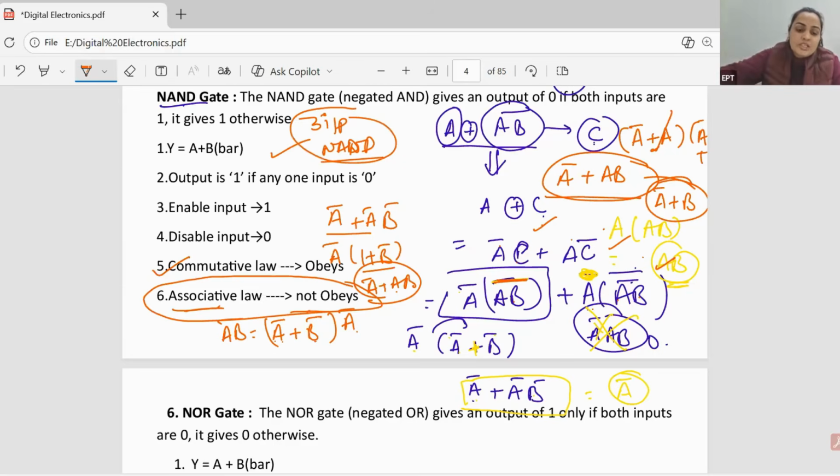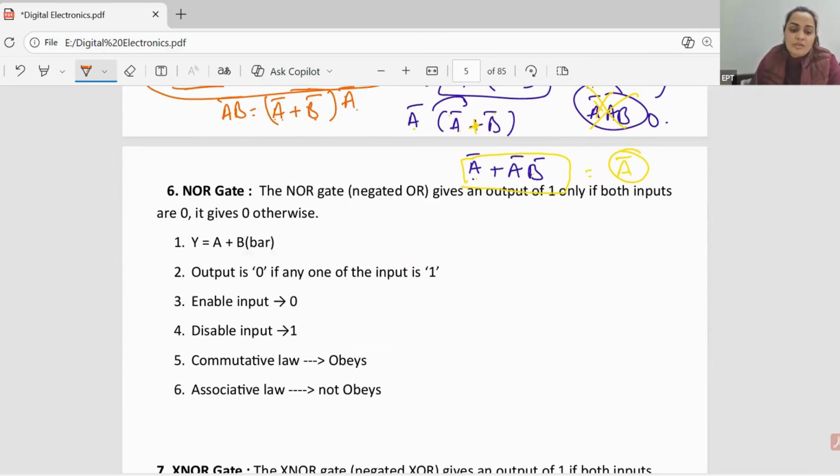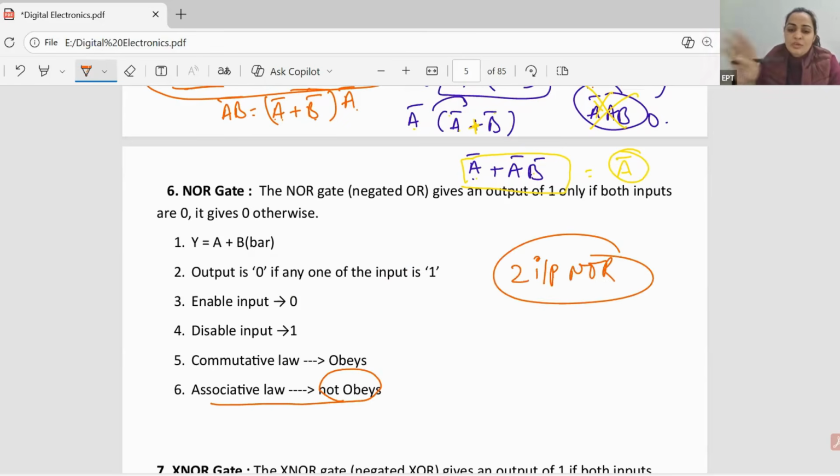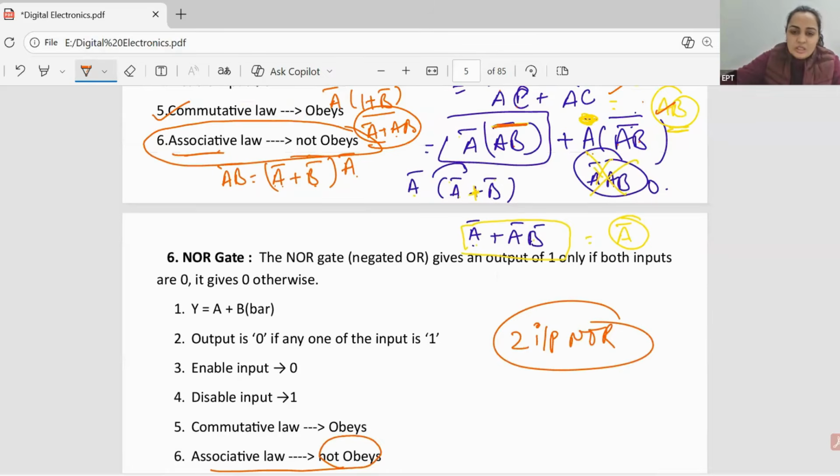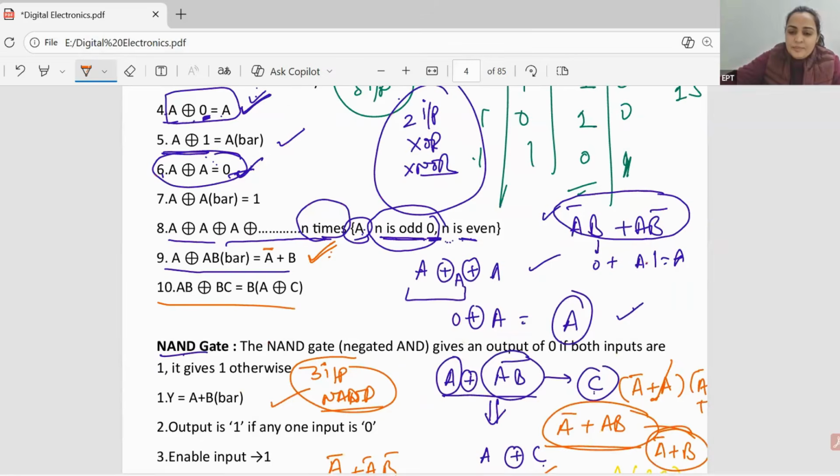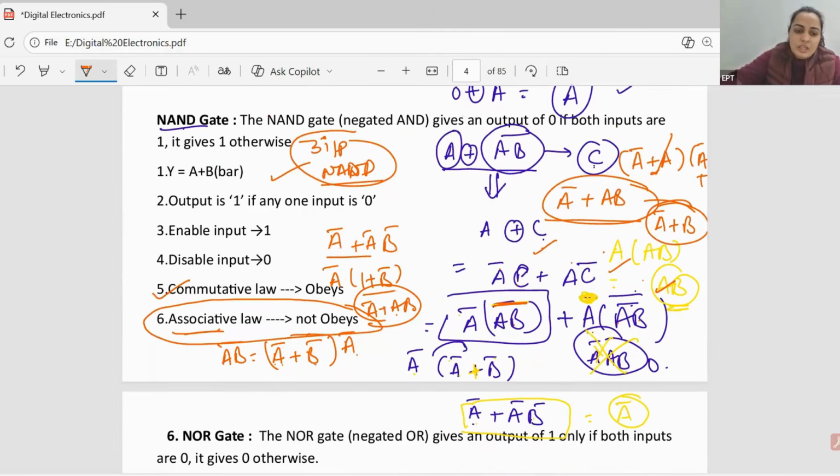Similarly, NOR gate, NOR will never follow the associative law, so we always have two input NOR gates only. A three input NOR gate will not be there until and unless it is mentioned in the question, right? All right. So next, XNOR gate.